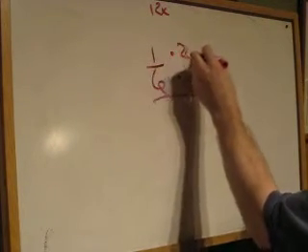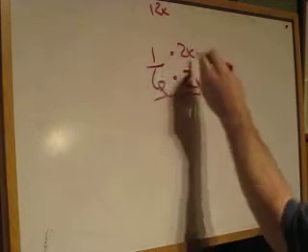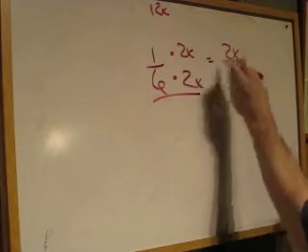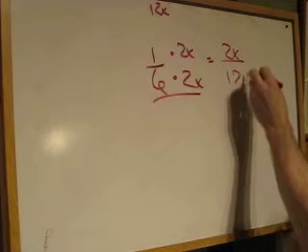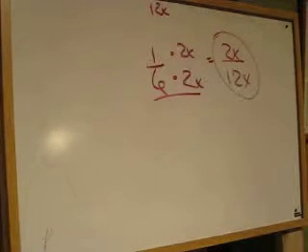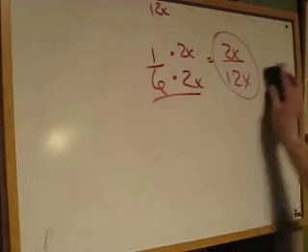And do the same thing up here. So 1 times 2x is 2x. 6 times 2x is 12x. And that's what they're looking for in number 39. They're doing the same thing with 41 to 44. And that is about it as far as the fractions go.